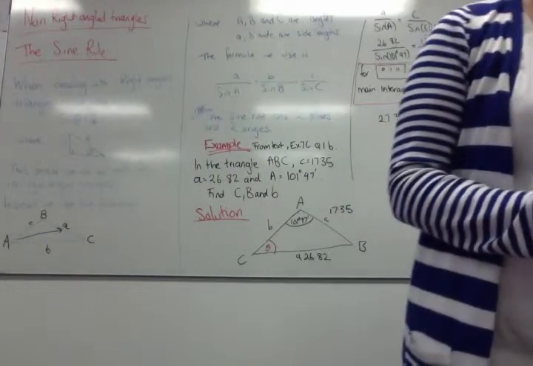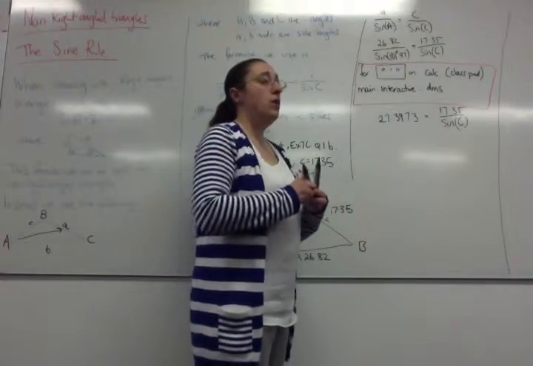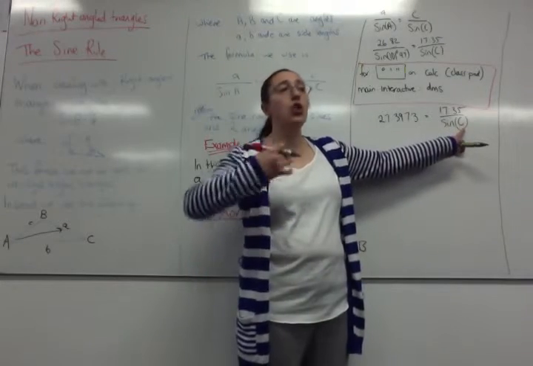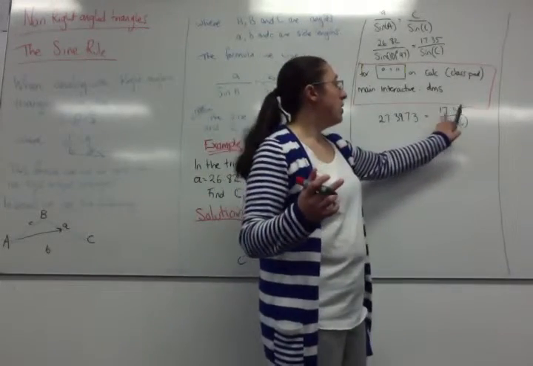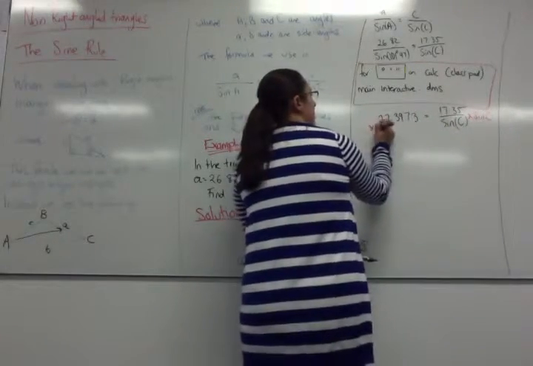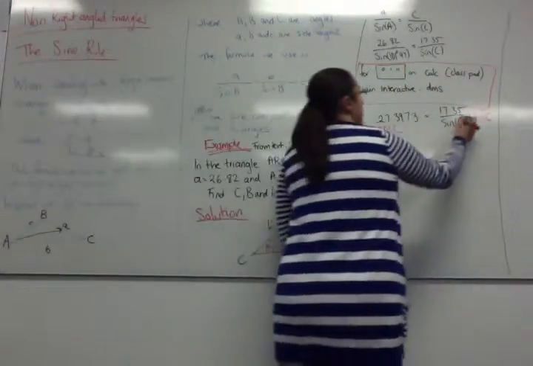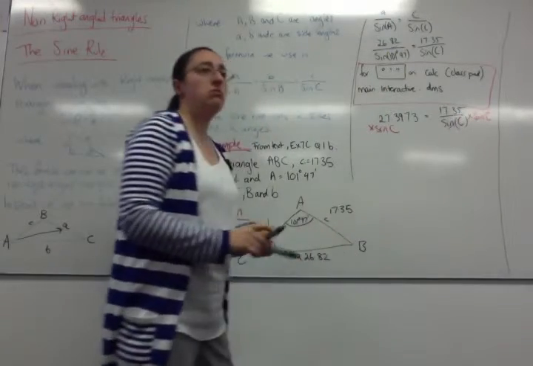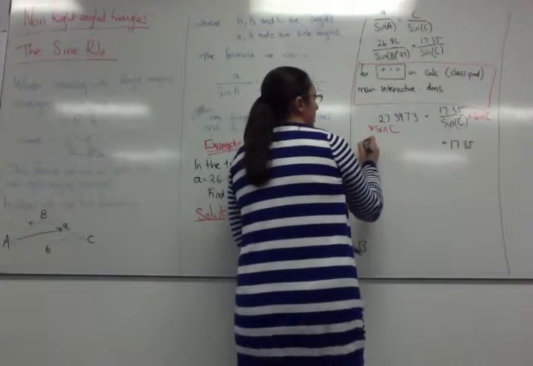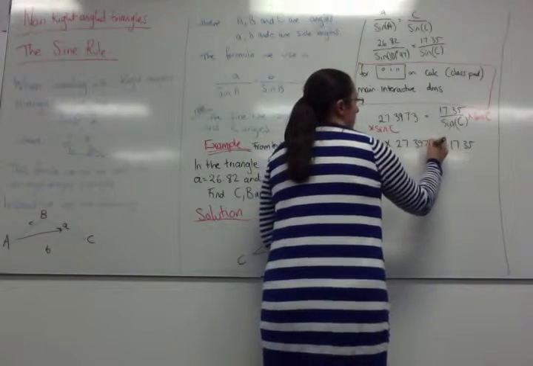Times by? No. We want to get this C out from the bottom of the fraction. That's what's causing the problem. So we'll do the long method of getting the C by itself. Times that by the sine of C. And do the same to this side. You've got to be fair. What you do to one side, do to the other side. So the division of that and the multiplication of it cancel out. And you'll end up with 17.35 is actually equal to the sine of C times 27.3973.